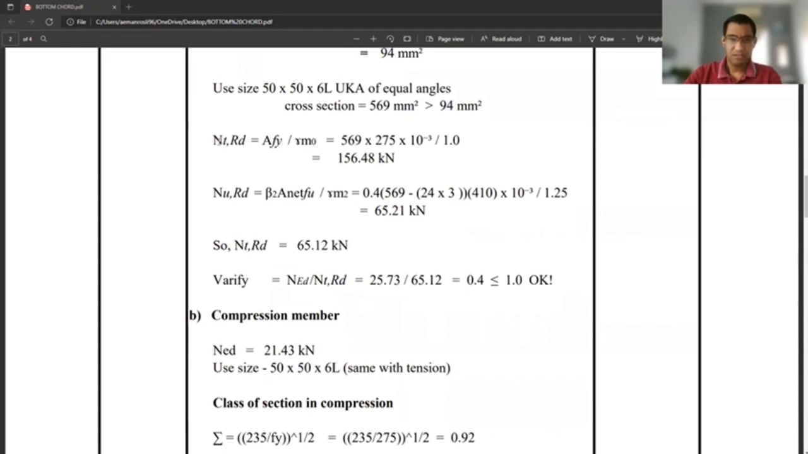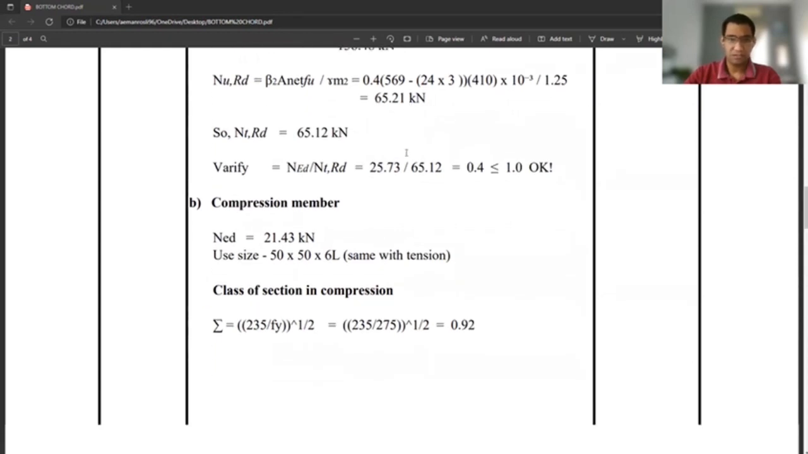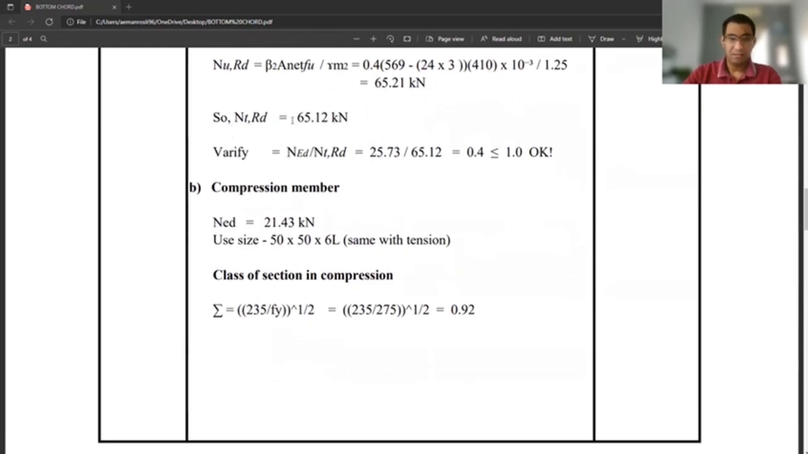And then we need to find the NTRD. The value of NTRD is 156.48 kilonewton. And then we find the value of NURD. The value of NURD is 65.21 kilonewton. So NTRD is 65.12 kilonewton.